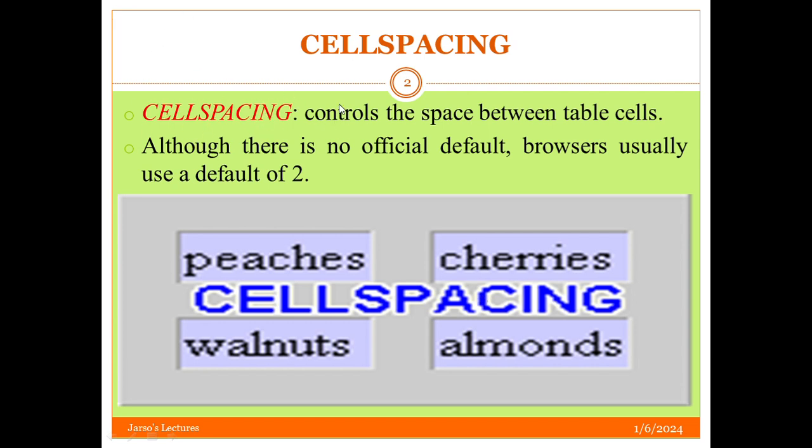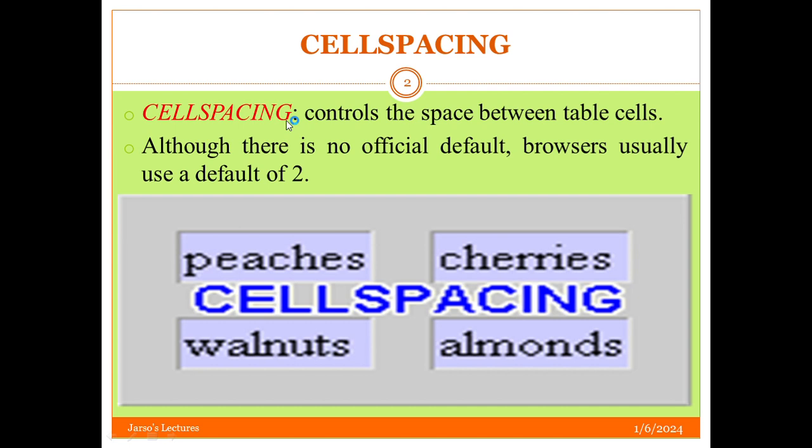And what do we mean by cell spacing? This cell spacing is the attribute which is used to control or specify the space in between table cells. Look, for example, here. This is one cell, this is another cell, this is also another cell. There is space in between the cells. Look, this is the space. This space is specified and controlled by cell spacing.